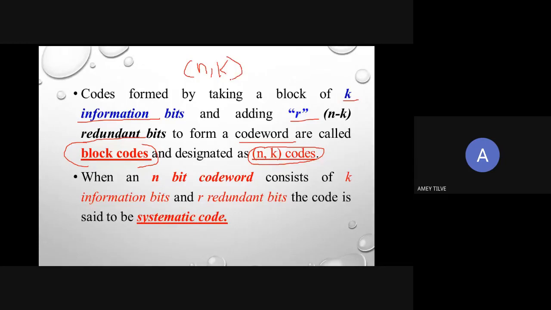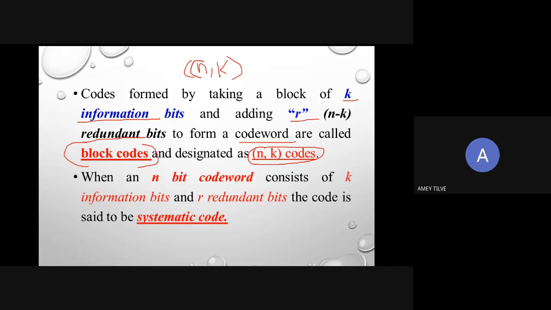Based upon whatever is given to you, it might be given as block code, or it might be given as linear code. Based on that, I have to follow the steps to solve the answer, to find out how many bit errors are present, how to detect them and how to correct them. The moment there is n comma k.